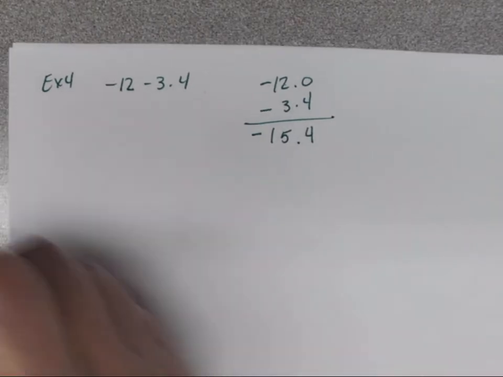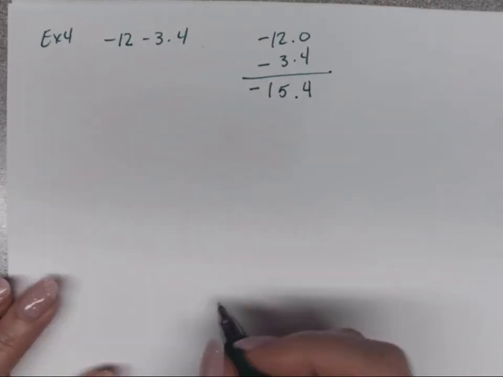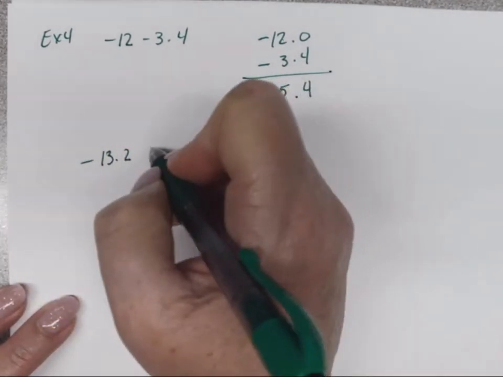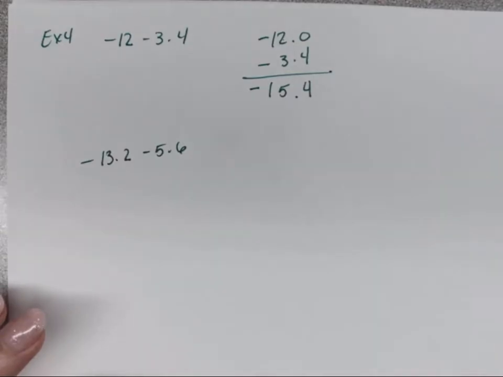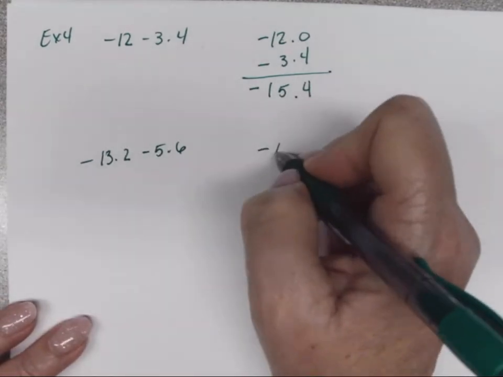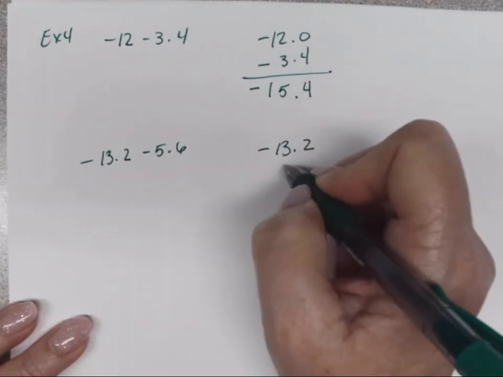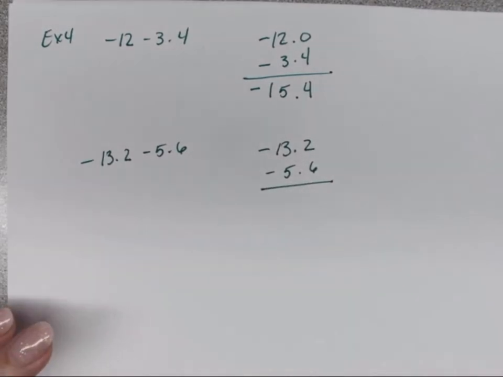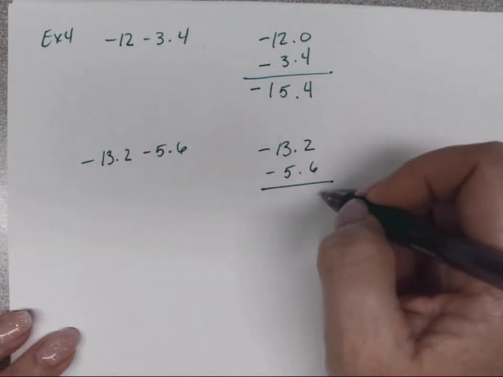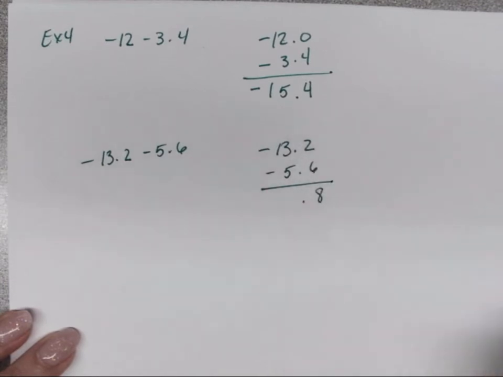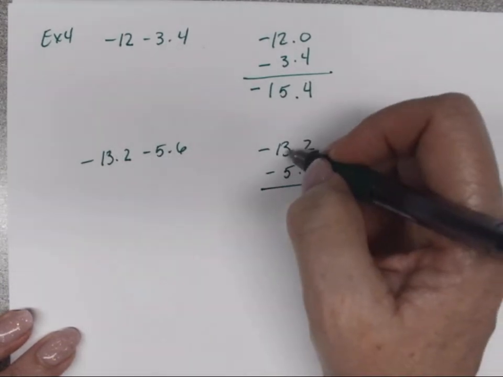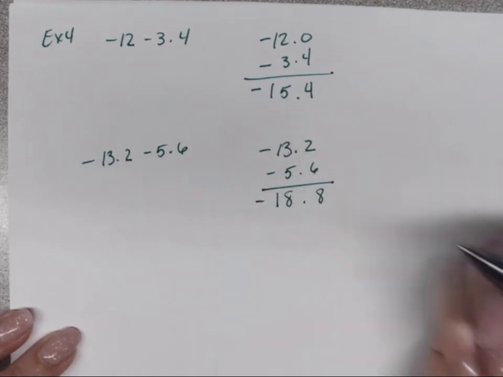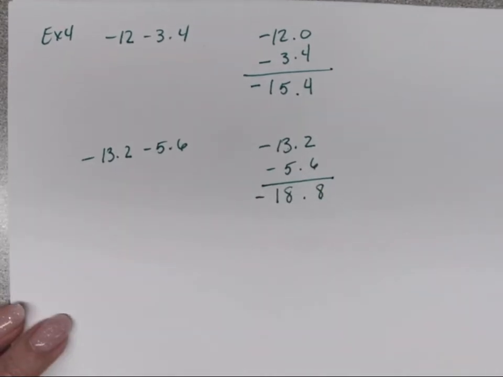All right, let's look at another one of these. So we have negative 13.2 minus 5.6. So again, I'm going to stack them because to me it is easier to stack and add. So 2 plus 6 is 8. Bring down my decimal. 5 plus 3 is 8. And bring down the 1. Keep the sign. So negative 18.8.